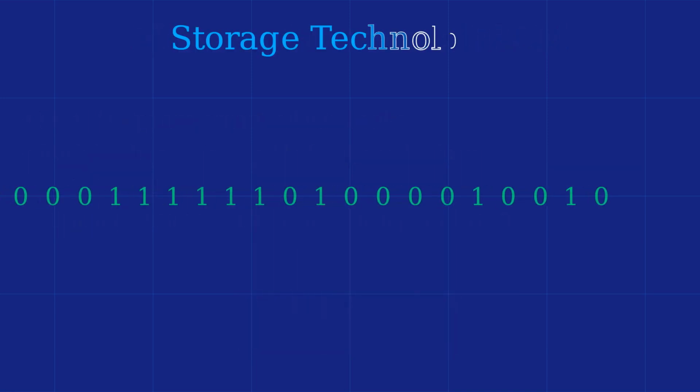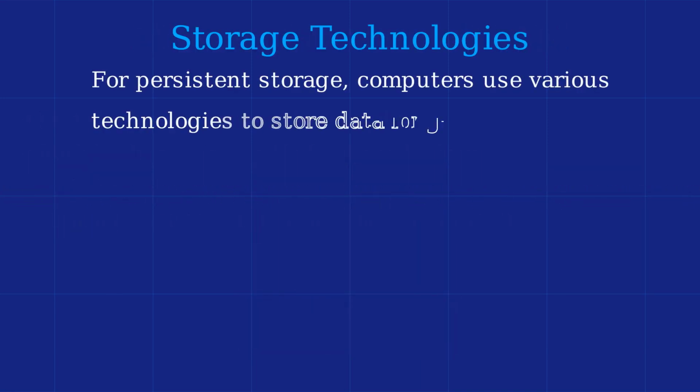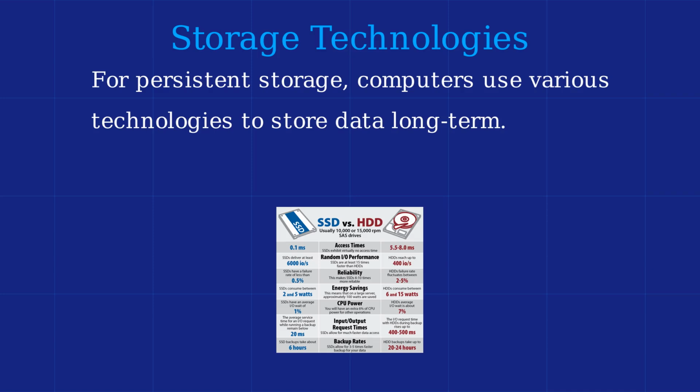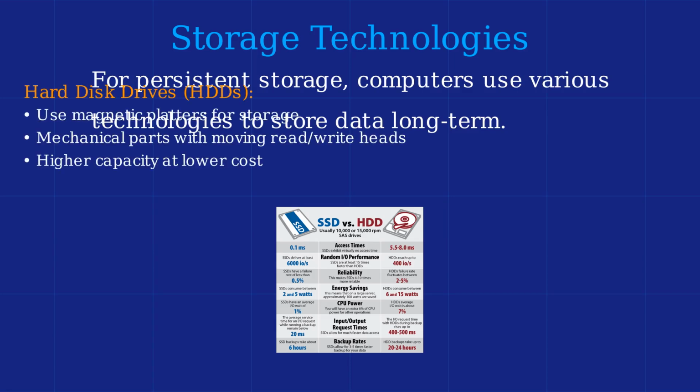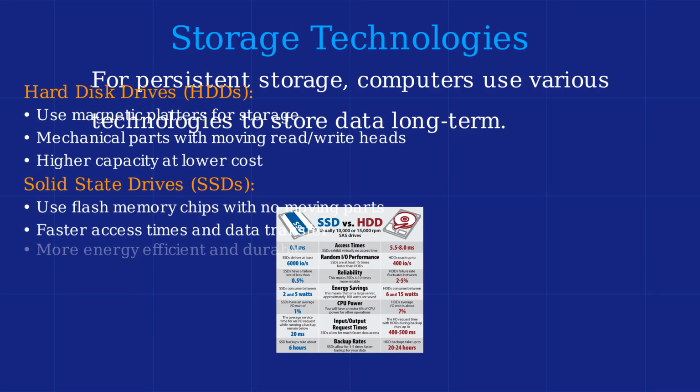Unlike volatile memory, storage devices retain data even when the power is turned off. The two most common storage technologies today are hard disk drives, HDDs, and solid-state drives, SSDs. Hard disk drives, or HDDs, use magnetic platters with mechanical moving parts. They offer high capacity at lower cost, but with slower access times. Solid-state drives, or SSDs, use flash memory chips with no moving parts, providing faster performance, lower power consumption, and better reliability, though typically at a higher cost per gigabyte.